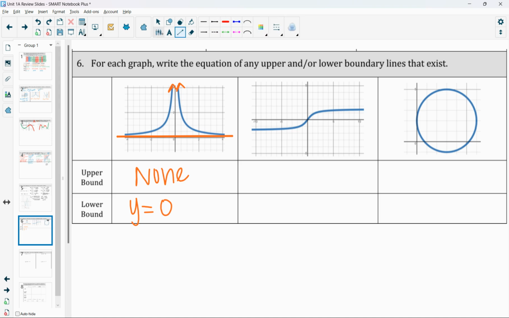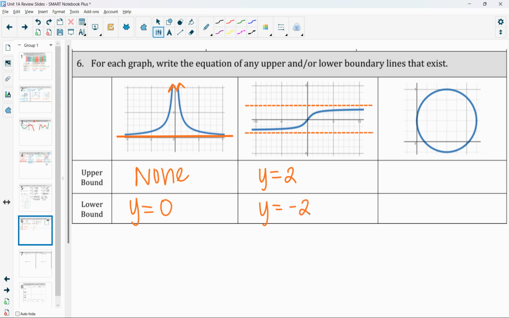This next one is a little bit hard because it doesn't label the horizontal asymptotes, but there are some horizontal asymptotes here and here, which I probably should have put on the graph. And so this one is actually bounded above, okay, at 2. And it's bounded below at y equals negative 2.